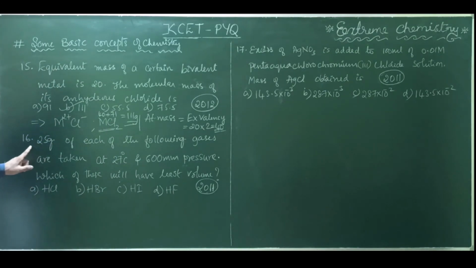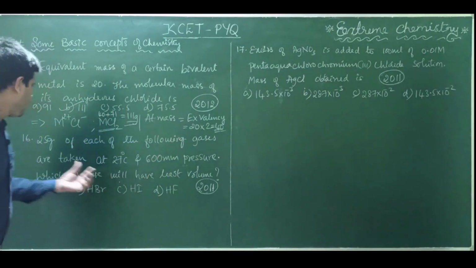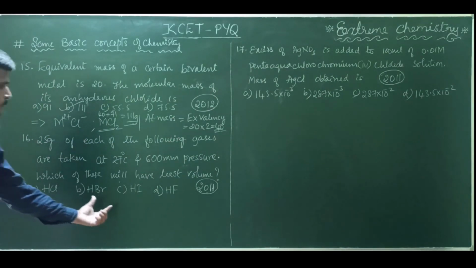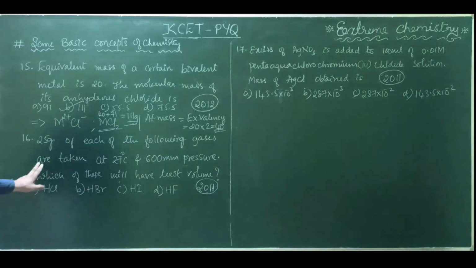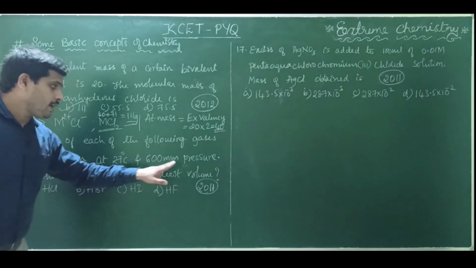Okay, next, the 16th one, a 2011 question. It is 25 gram of each of the following gases, a point to be noted down. So the mass is constant: 25 gram of HCl, HBr, HI and HF are taken at 27 degrees Celsius and 600 mm of pressure.